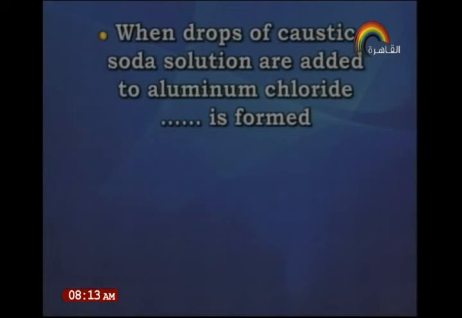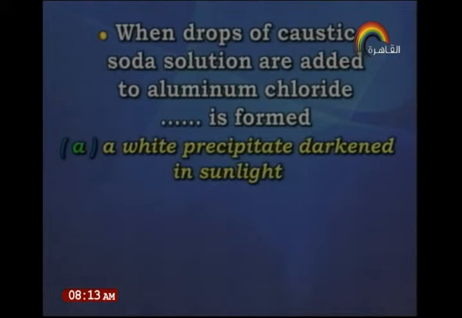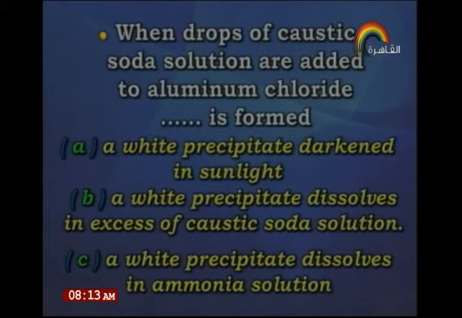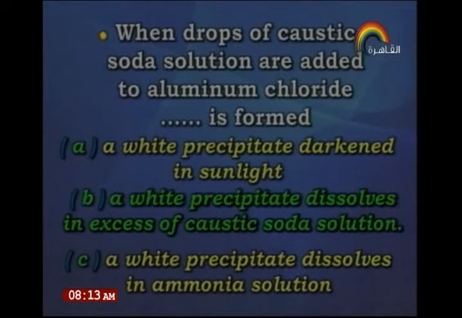Next point, when drops of caustic soda solution are added to aluminum chloride, what is formed? Is it white precipitate darkened in sunlight, or white precipitate dissolves in excess of caustic soda solution, or white precipitate dissolves in ammonia solution? If you write the chemical equation, you will find that the answer will be white precipitate dissolves in excess of caustic soda solution.